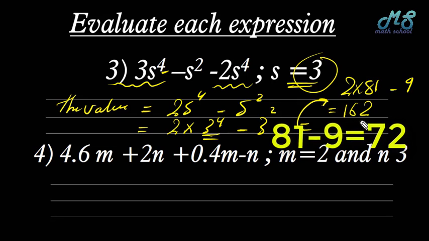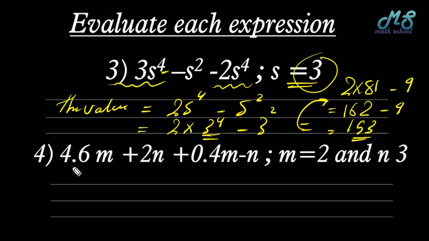Now we have 162 minus 9. 162 minus 10 equals 152. Plus 1, mister, it will be 153 in the simplest form. You can use mental math.